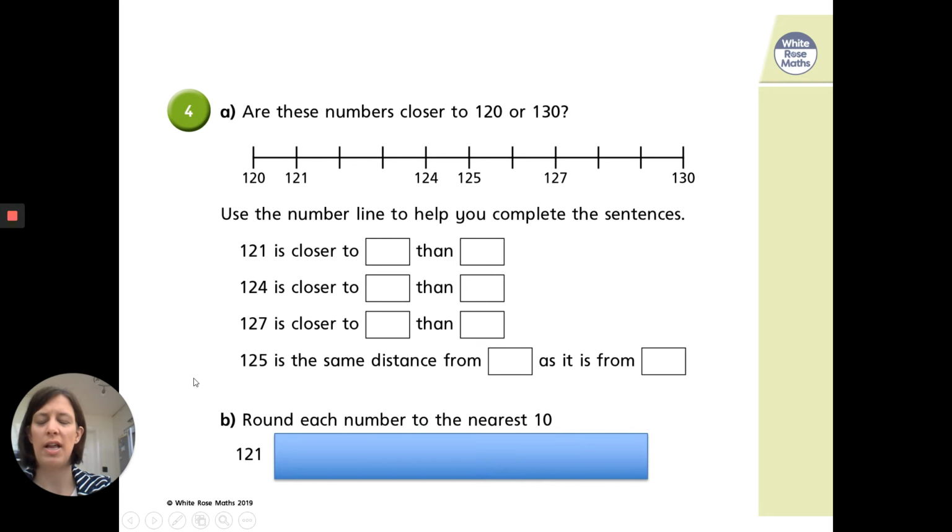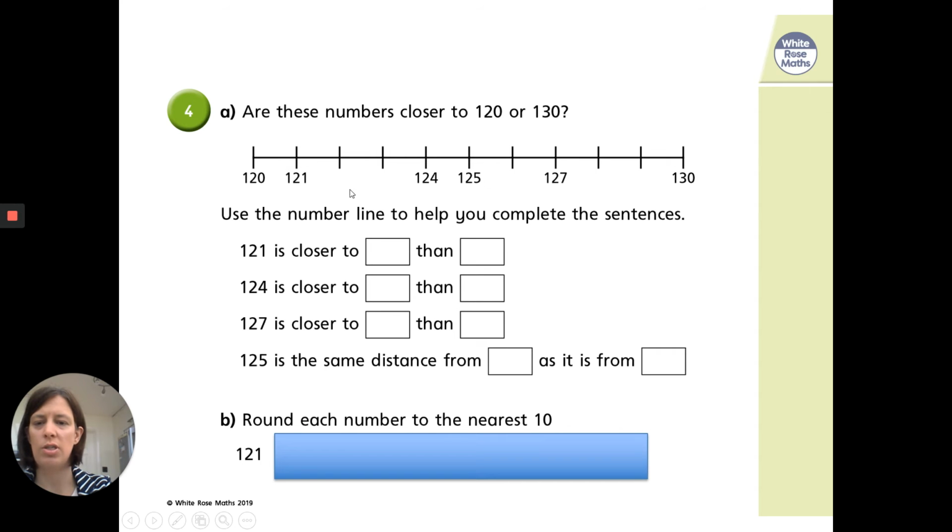Okay, let's have a look at some slightly bigger numbers. So this time we're going to look at the hundreds numbers. Again, we've picked the multiple of 10 that our numbers sit between. In this case, we're looking at numbers that sit between 120 and 130. We're going to use this number line to help us complete the sentences. You can try and say them along at the same time as me.